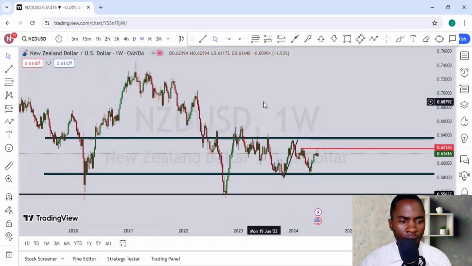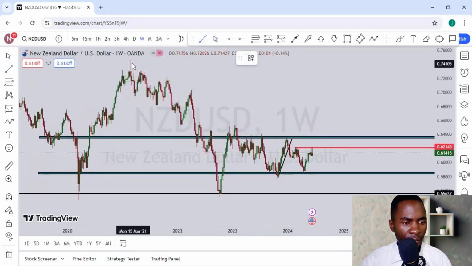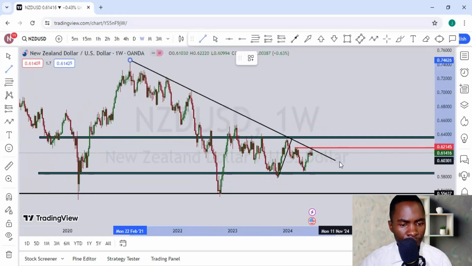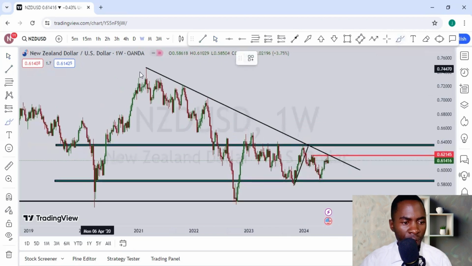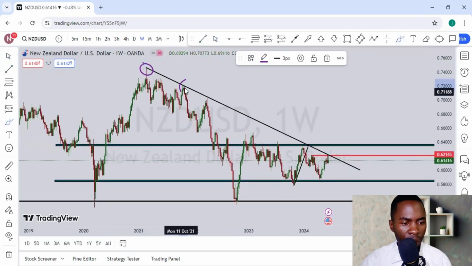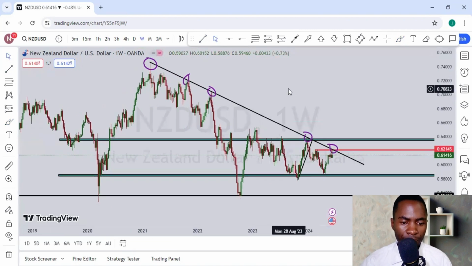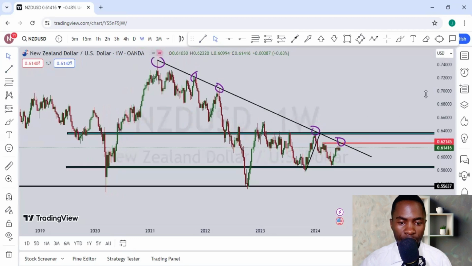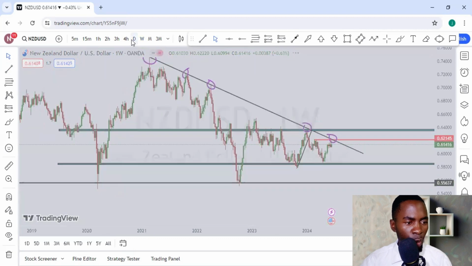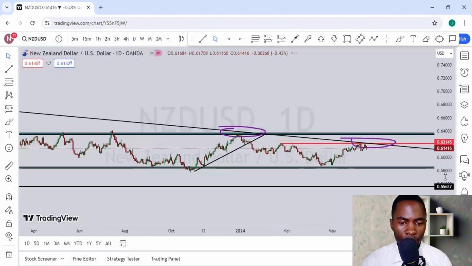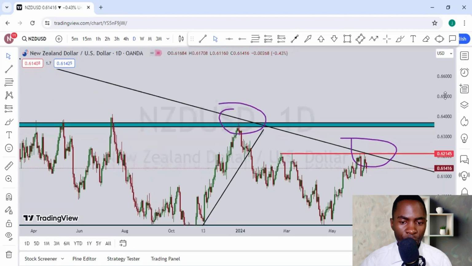The first thing, if I draw my trend line from here at the top, you can see clearly this market is going up, it's going down. This market respected here, here, here, and here, and also here. That shows you that this market is in a bearish market. That's the first confluence on it. Now let's come to the daily so that I can do analysis on that first confluence.